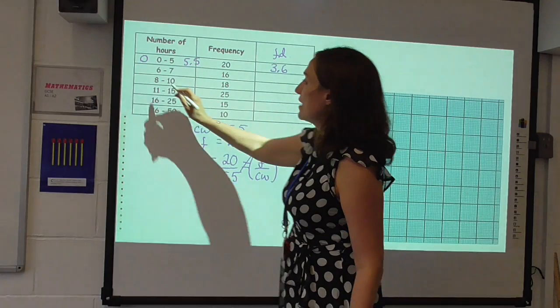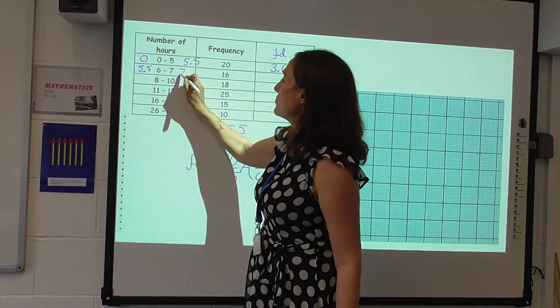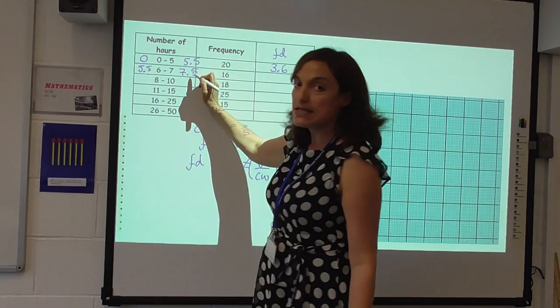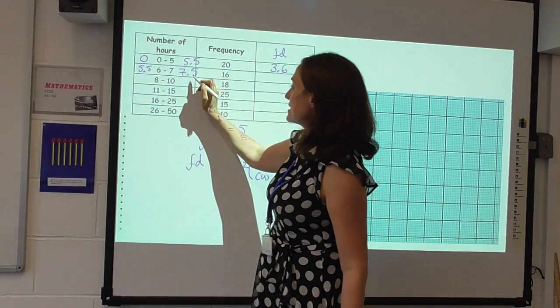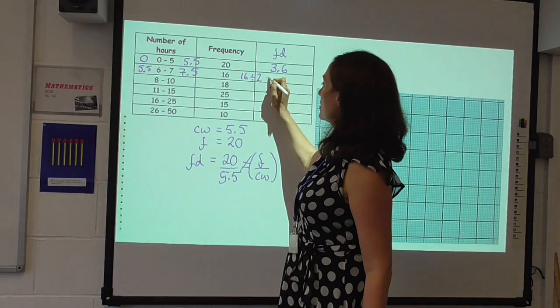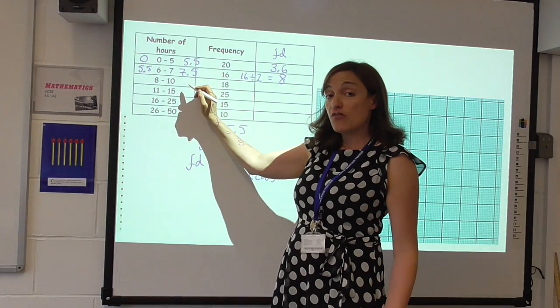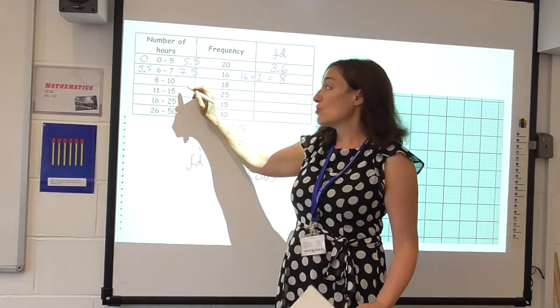And you would go on doing that from 6 to 7, it's actually 5.5 up to 7.5, so your classes have to meet, it's essential. And so that distance is 2. 16 divided by 2 gives you 8. You carry on with that. If you want to, carry on yourself. Pause now and you can check you're correct.